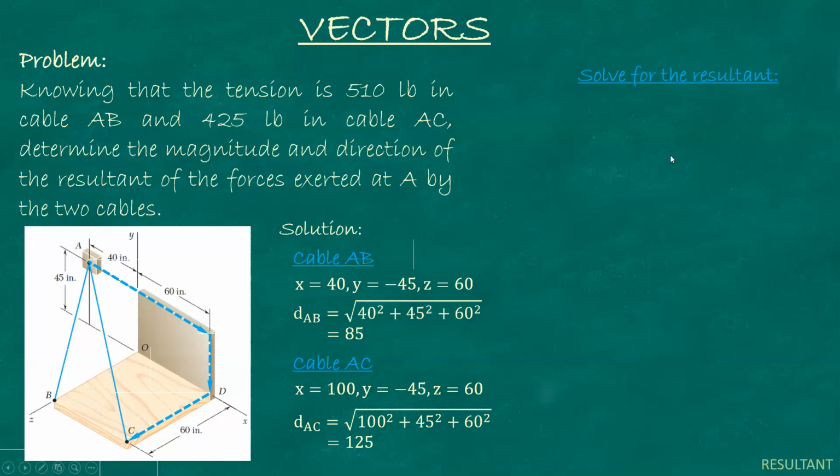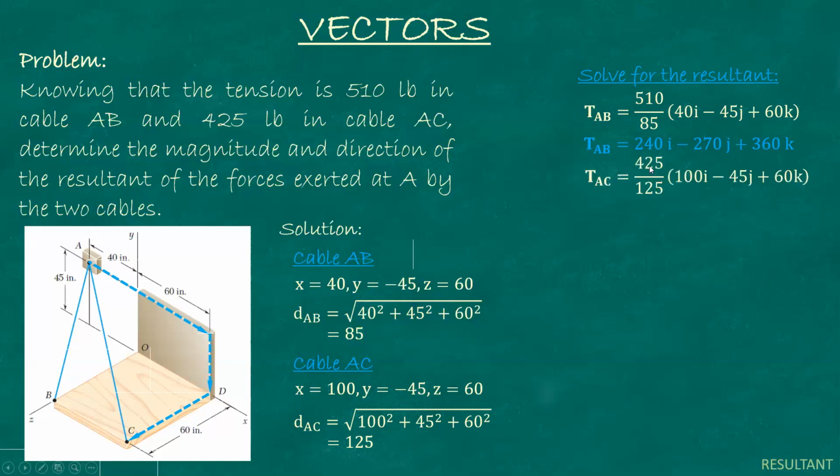So, solve for the resultant. You start with TEB. TEB is given as 510, the distance is 85, then x, y, z. And then simplify, you have this. And then TEC is given as 425, the distance is 125, then x, y, z, simplify. To solve for R, add them. And you have this.